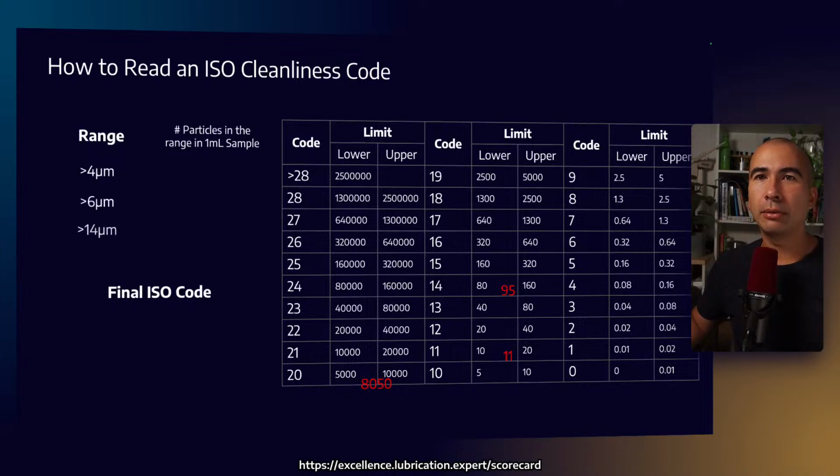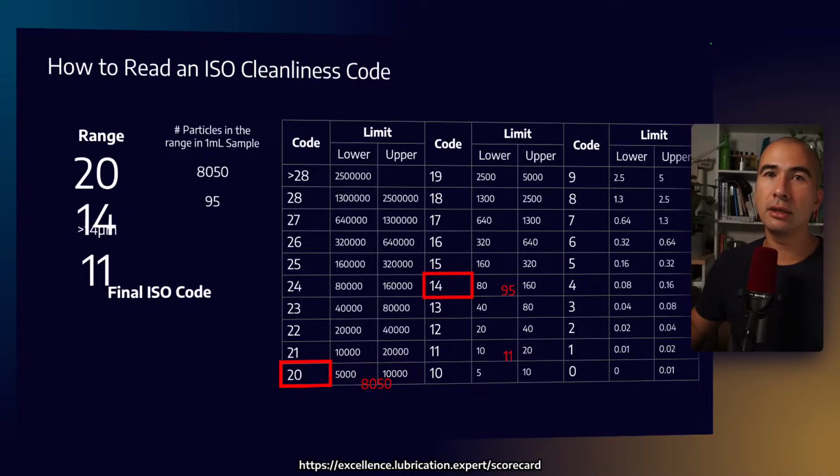So let's say, for example, the ranges are particles more than 4 micron, particles more than 6 micron, particles more than 14 micron. So let's say, for example, in a 1 mil sample, I've got about 8,000 here. That would be a class of 20. If I have 95 that are greater than 6 micron, that's 14. And then there's 11 for 11. So this is how I would get my numbers.